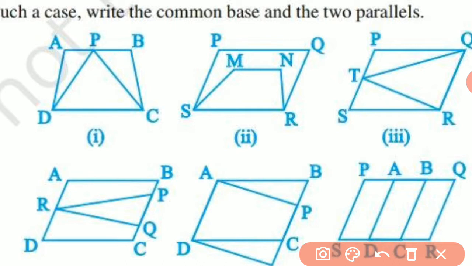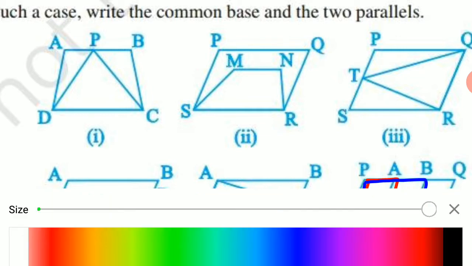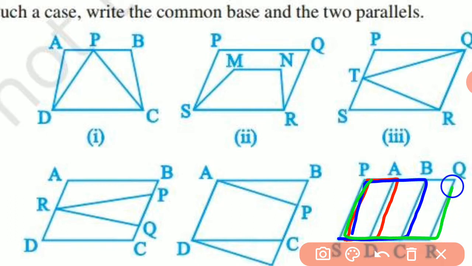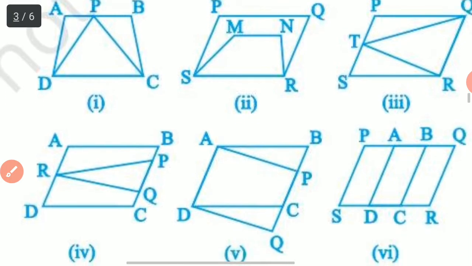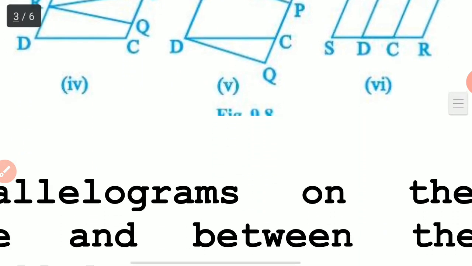And the last diagram is, this is a parallelogram and this next is also a parallelogram and this next is also a parallelogram. All these three parallelograms lie on the same base, this, but they are not between the same parallels. So we can say that in this diagram the parallelograms do not lie on the same base and between the same parallels, so the figure cannot lie on the same base and between the same parallels.